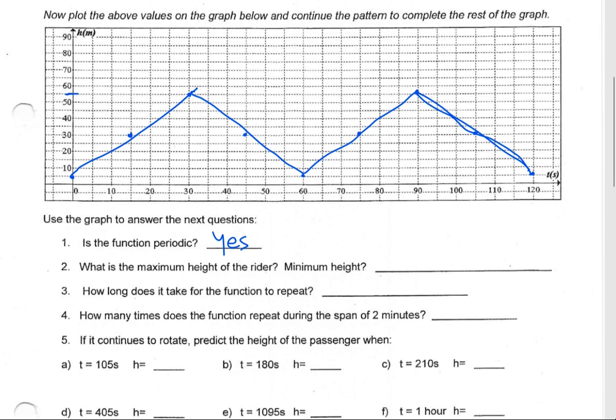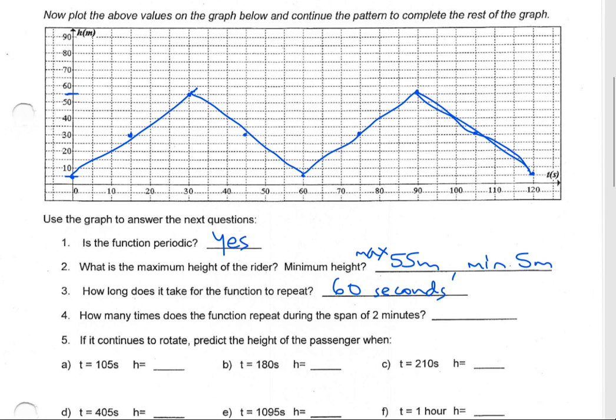What is the maximum height of the rider? So maximum height is over here. That's the highest point of the graph, 55 meters. Okay, that's the maximum. And then it's asking what's the minimum? The minimum is down here, 5 meters. How long does it take for the function to repeat? Okay, so it goes from 0 seconds to 60 seconds, and then we're back at the same point that we were at 0. So that means 60 seconds. Okay, and that was given to us in the question because it said it takes 60 seconds to go around.